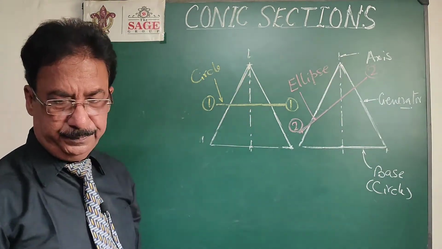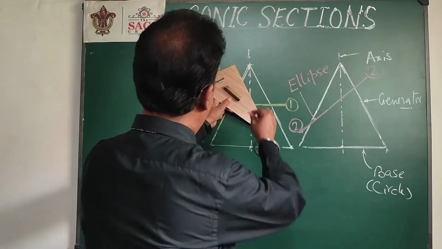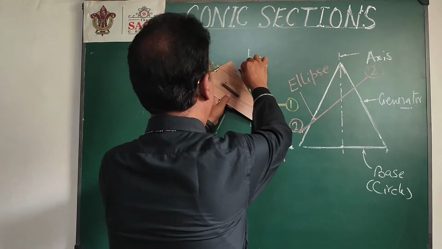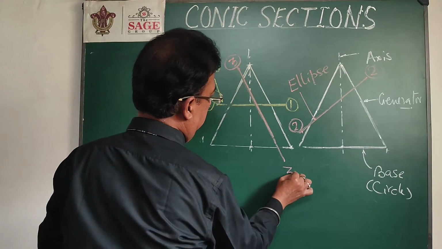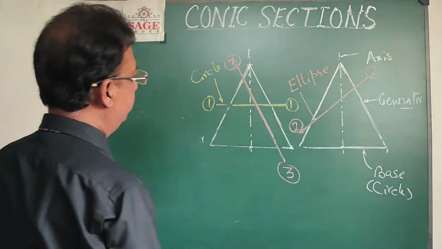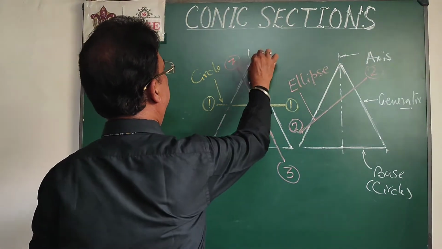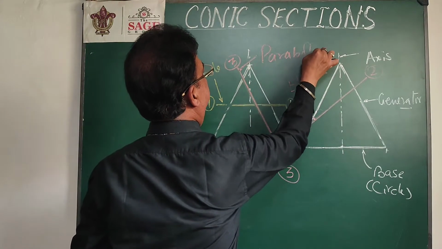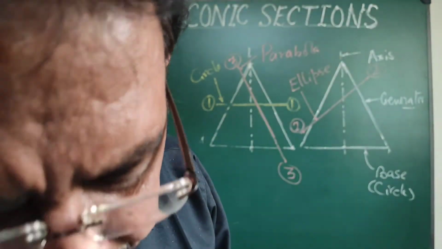The third option: if I cut this cone parallel to its generator like this, this is plane 3, 3. When the cone is cut by a section plane parallel to one of the generators, the base will also be cut and we will get an open curve, which is a parabola. All these curves are mathematical curves which we have studied in mathematics.